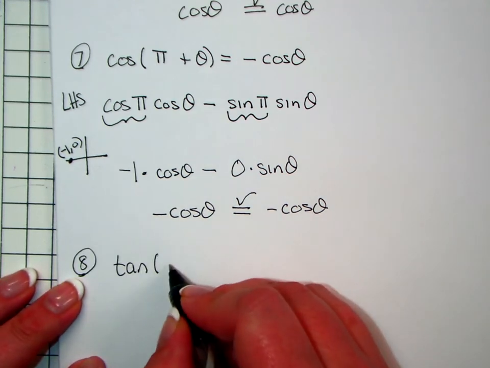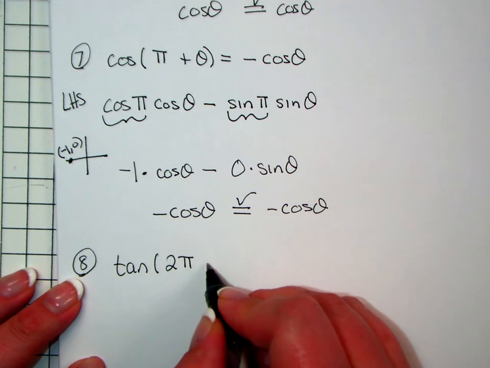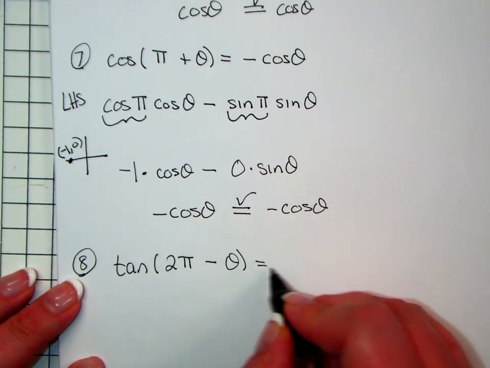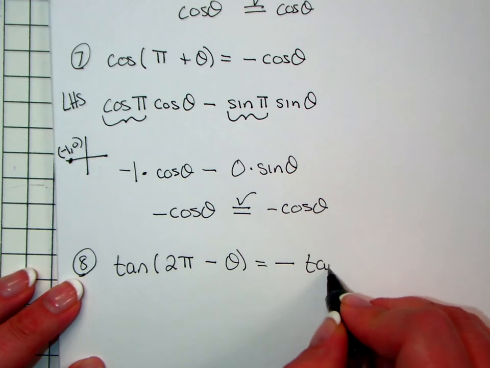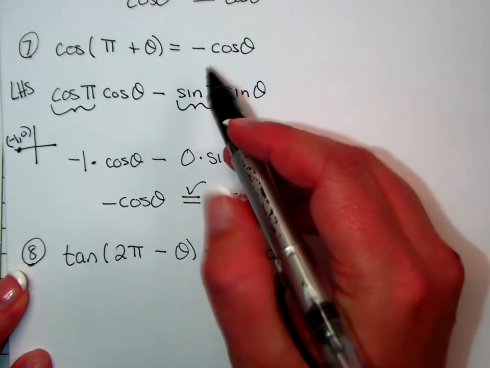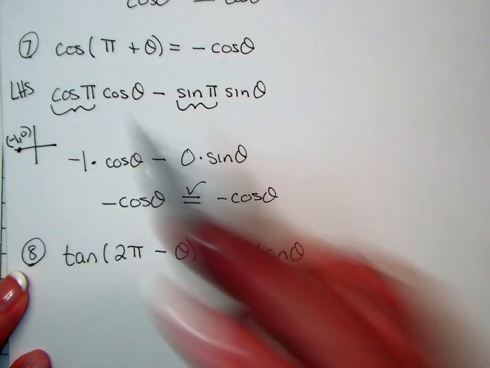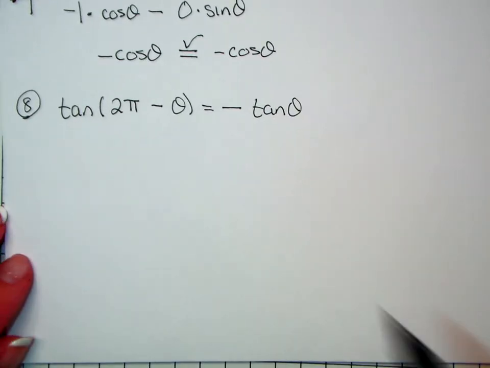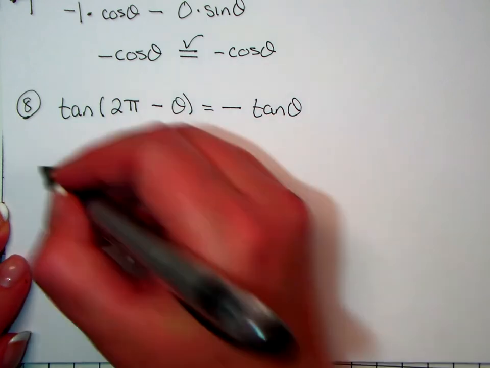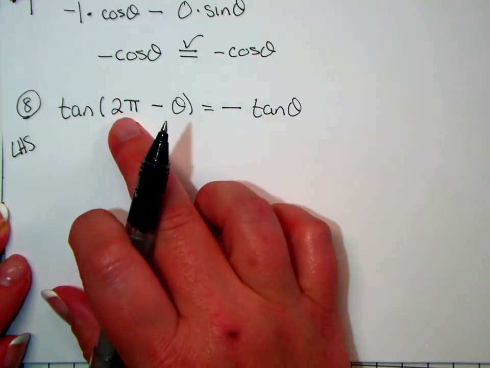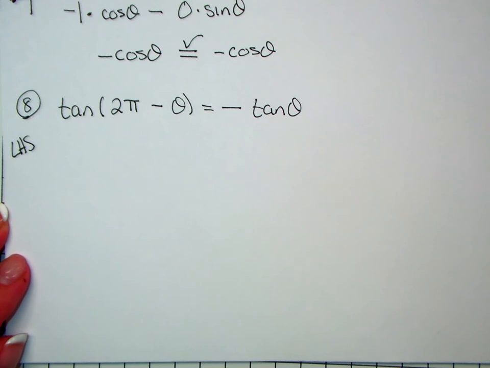tan 2 theta, or 2 pi minus theta equals negative tan theta. Are they cofunction identities? They might be cofunction identities, but don't quote me on that. All right, again, I need to verify that this is true. I'm going to start with the left-hand side because I have a difference formula for tangent that I can use.